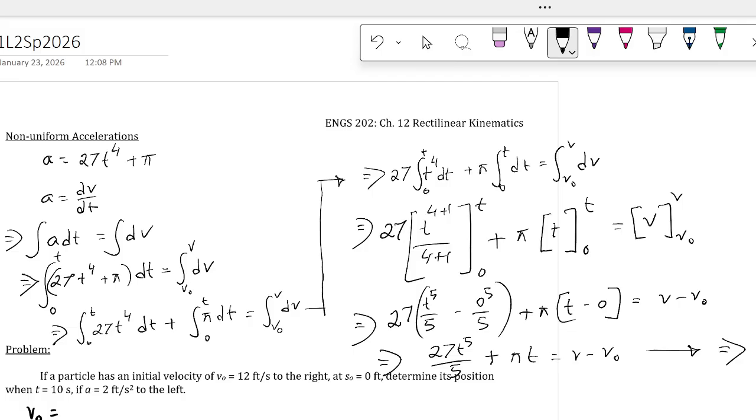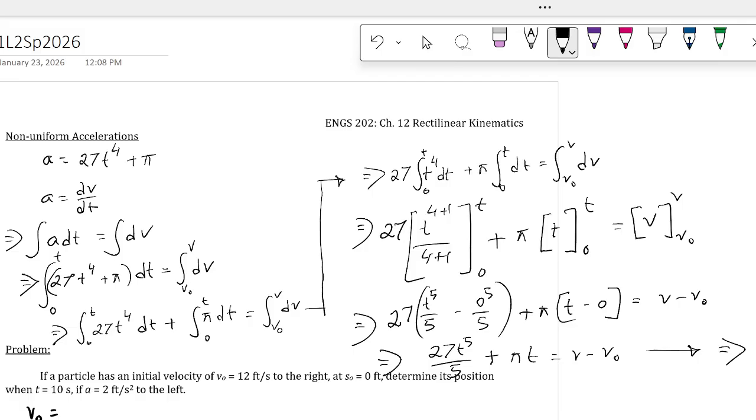Okay, so then what I'll be doing is rearranging things. I have this right side v minus v0, so I'll keep the v as it is, then v0, plus that 27 t to the power 5 divided by 5 plus pi t. I just rearranged things, I did nothing else. Okay, so that's your equation. I can put a mark here. That's your equation for what?